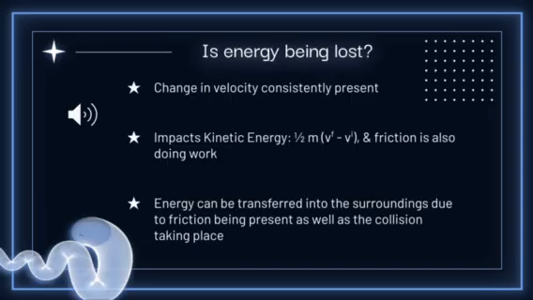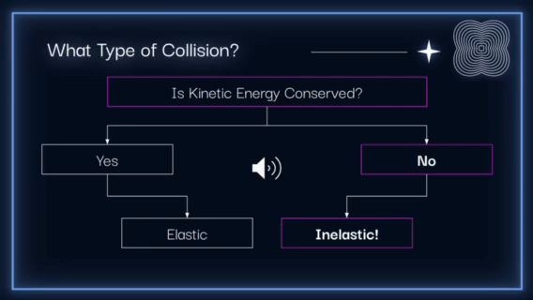Our first question concerns whether energy is being lost. We can see that there is a change in velocities, which is consistently present. This impacts kinetic energy, its formula being 1/2 mass times velocity squared. Friction here is also doing work. Therefore, we can conclude that energy can be transferred into the surroundings due to friction being present as well as the collision taking place. To determine what type of collision is present, we use this flow chart as shown below.